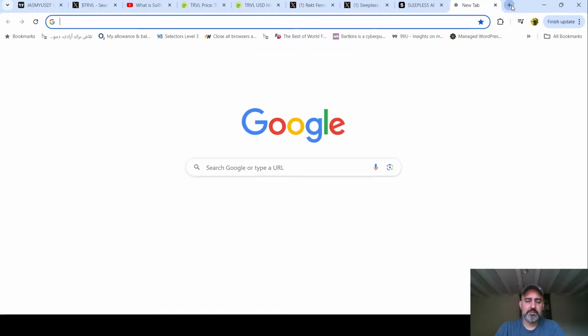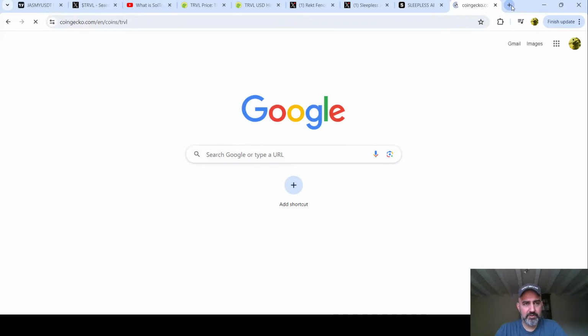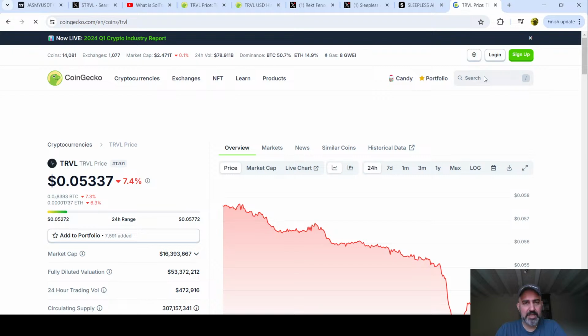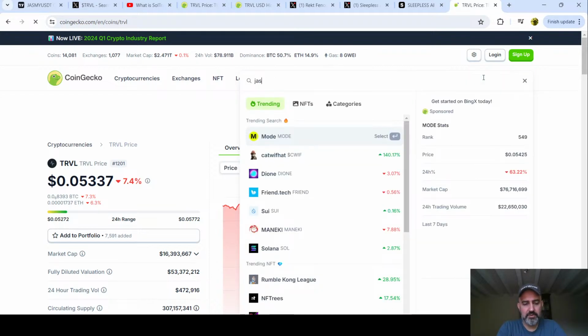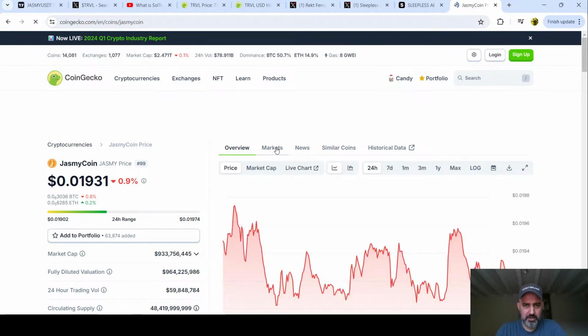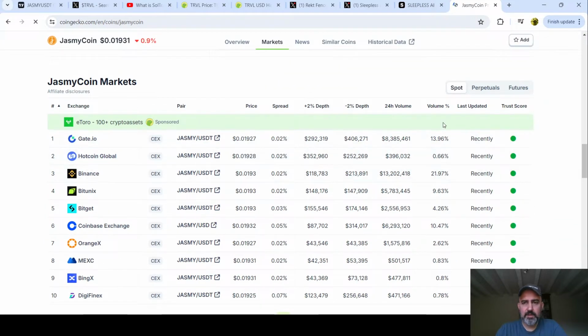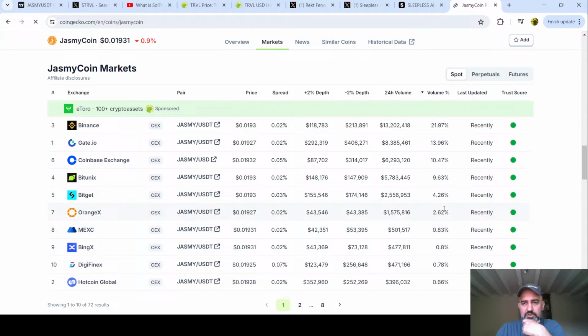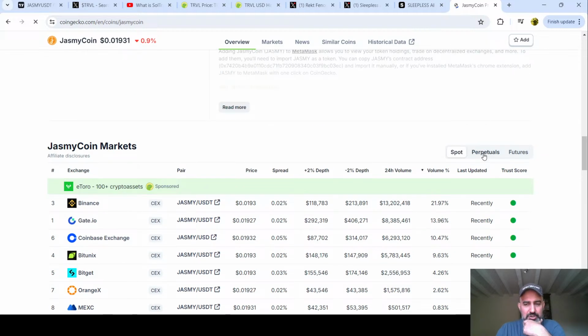Looking at CoinGecko though, let me have a look at the volume on JASMY to see which chart actually has the most volume. I'll just quickly have a look for you. JASMY markets, volume percentage. Binance has the most spot volume at 20, 21, 22%. MEXC is actually pretty poor. It's really poor. So I might have to change my charts because I don't like to chart on low volume charts.